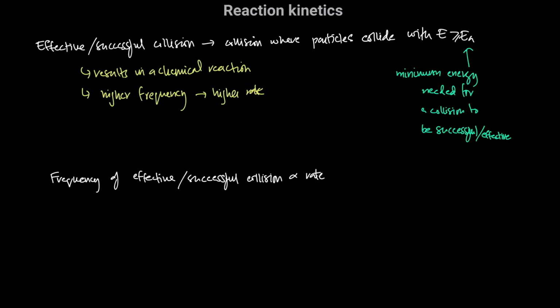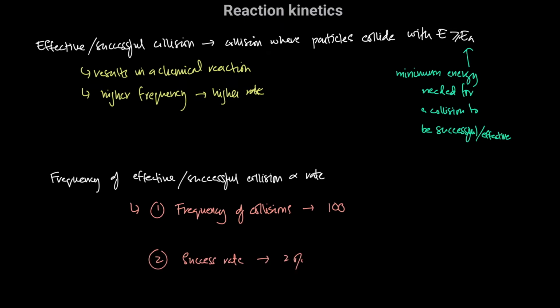Now, when we talk about the frequency of successful collisions, there are two things that we're looking at. The first thing is the frequency of collisions. This is the total number of collisions that are taking place per unit time. So, for example, let's say that I have a reaction where I have 100 collisions taking place per unit time. And the second thing that we're going to look at is the success rate. What percent of collisions actually result in a chemical reaction?